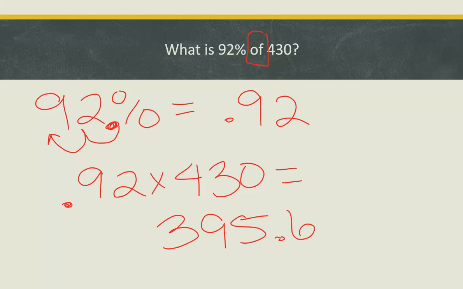Again, I can ask myself if that's a reasonable answer. 92% means it's almost all. 100% would mean the total. So I would expect that my answer is pretty big. So out of 430, 395.6 is a pretty high value. So again, that seems like a reasonable answer.